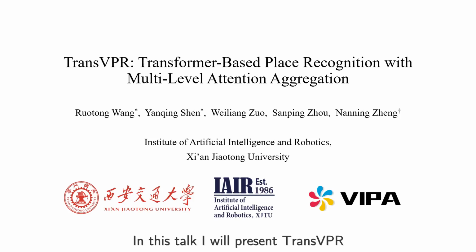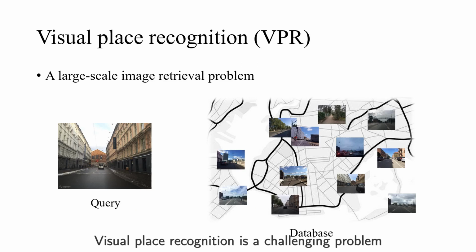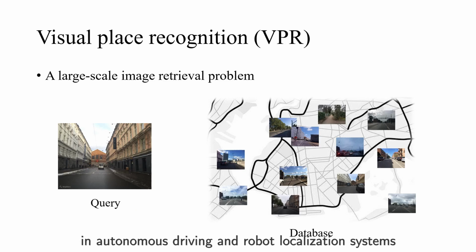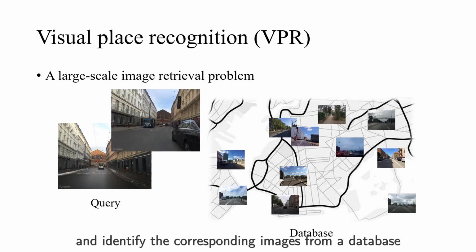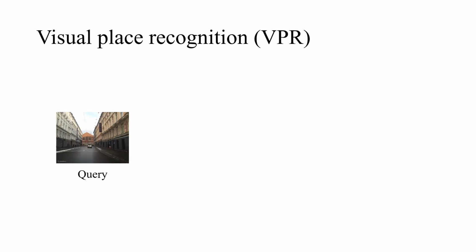In this talk, I will present TransVPR, a transformer-based place recognition model with multi-level attention aggregation. Visual place recognition is a challenging problem in autonomous driving and robot localization systems. It can be defined as a large-scale image retrieval problem. Given a query image, the algorithm has to determine whether it is taken from a place already seen and identify the corresponding images from a database.